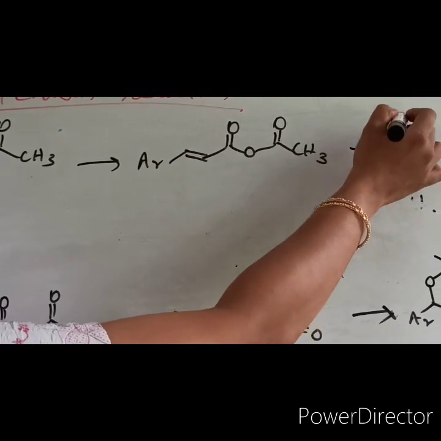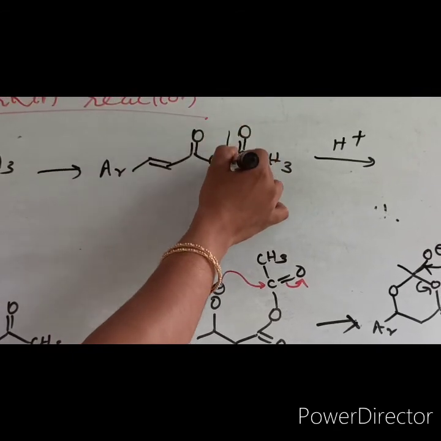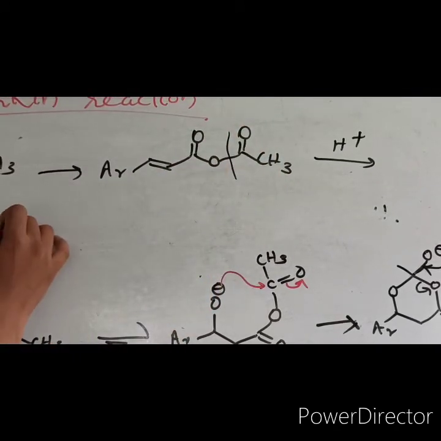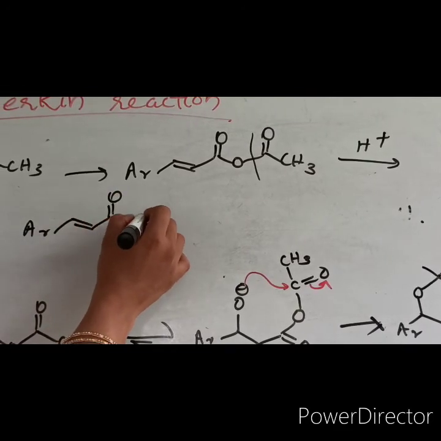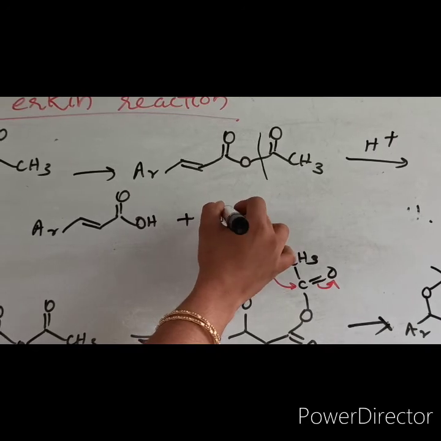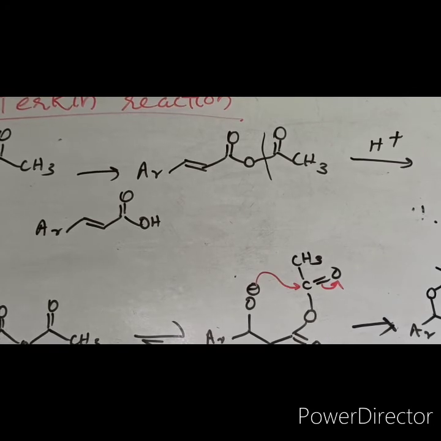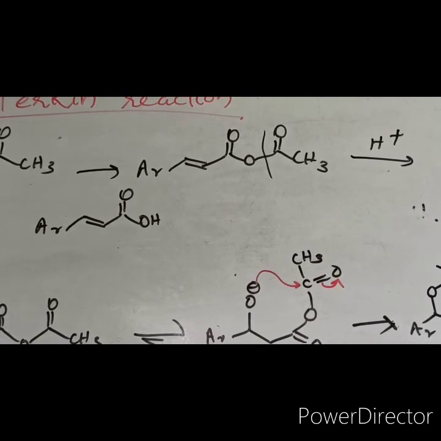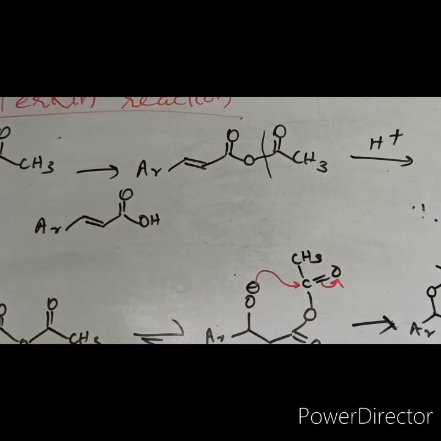Now in the presence of acid, this will be cleaved, this deprotection will be happening. So you will be getting Ar C double bond OH plus acetic anhydride. So that's how the reaction is happening. You will be getting an alpha beta unsaturated acid. So let me explain once more this reaction.